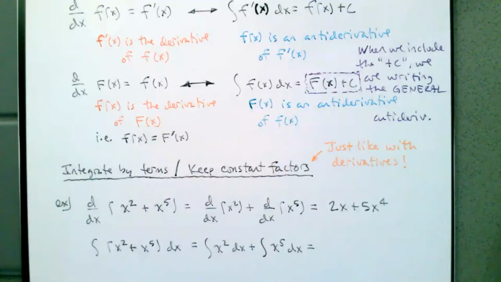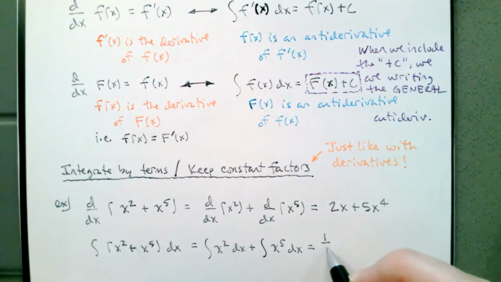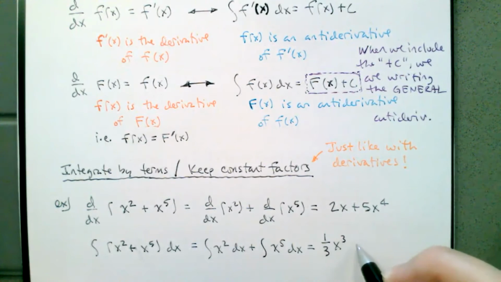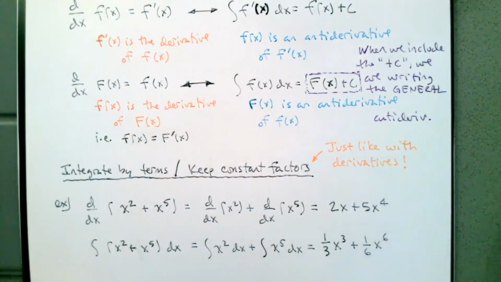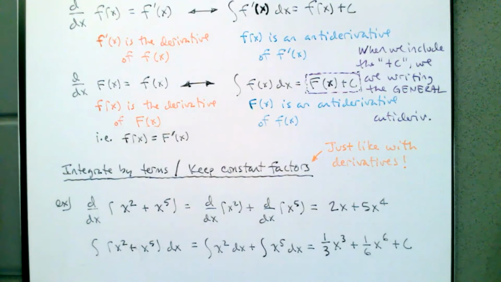For the integral, instead of multiplying by the exponent and subtracting 1 from the exponent, we do inverse operations in reverse order. We add 1 to the exponent and divide by the new exponent. So we get a third x to the 3rd plus 1/6 x to the 6th. And since we're integrating, there was some constant here before. So we can integrate by terms because we can differentiate by terms.